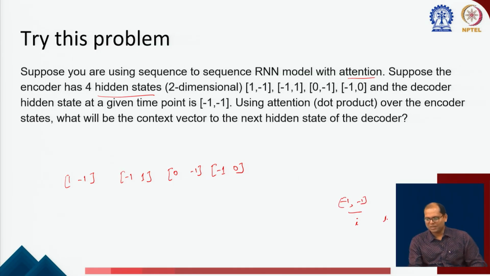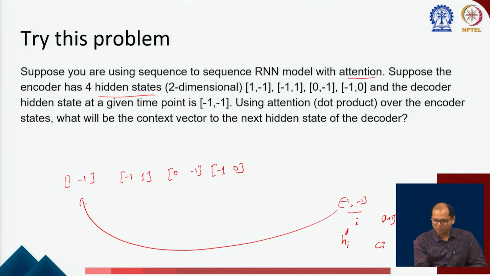So, when you go to i plus 1, what will be the context vector for this? How will you find that out? It is very easy. You will say, okay, I will use the previous state of the decoder. I will take its similarity with all of these. So, what will be the similarity? Minus 1 times this will become 0, same will become 0, then 1 and 1. This is the similarity.